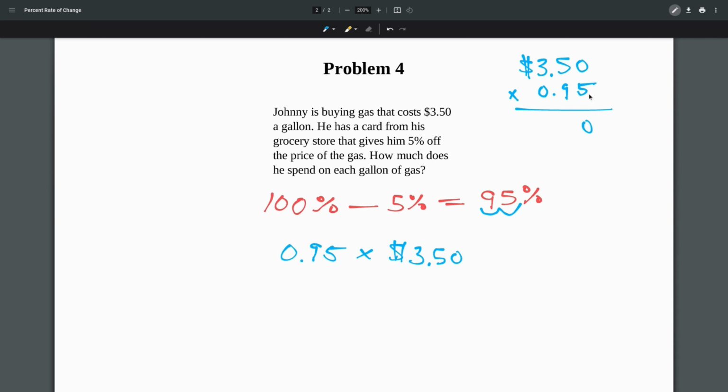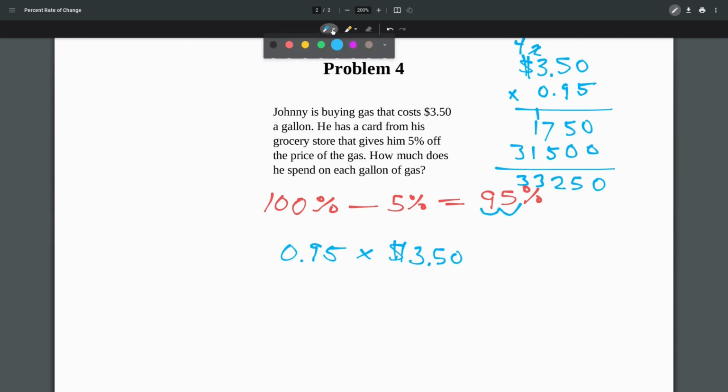5 times 0 is 0. 5 times 5 is 25. Bring up the 2. 5 times 3 is 15. Plus 2 is 17. We're going to put a 0 here. 9 times 0 is 0. 9 times 5 is 45. We've already used the 2. Bring up the 4. 9 times 3 is 27. Plus 4 is 31. So we have 0, 5. 7 plus 5 is 12. Bring up the 1. 1 plus 1 plus 1 is 3. So 33,250.